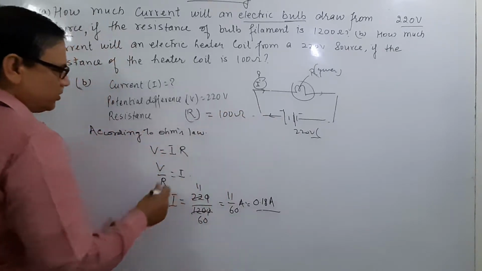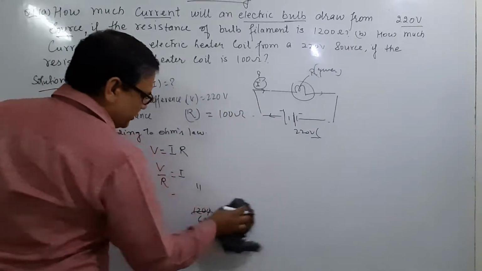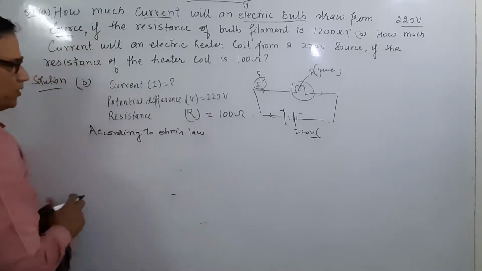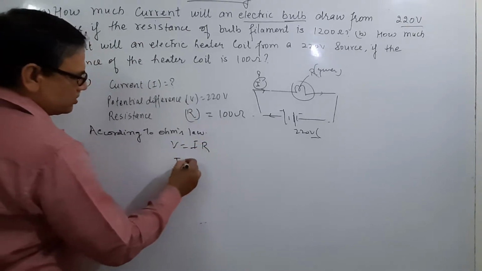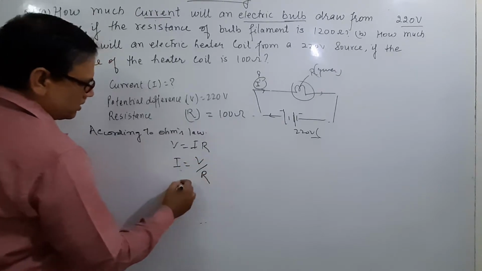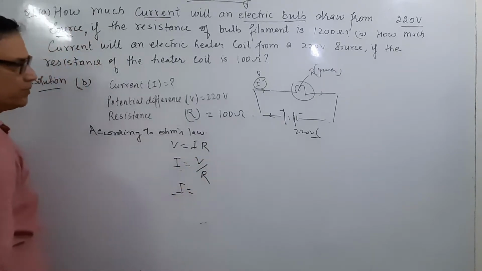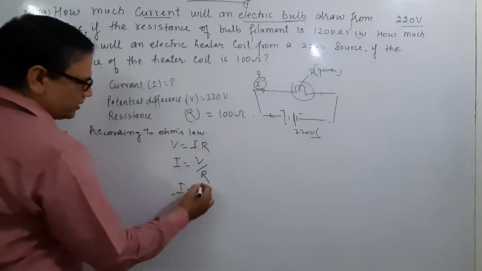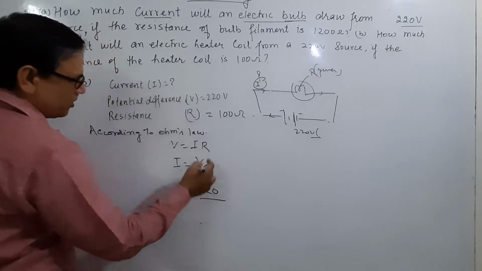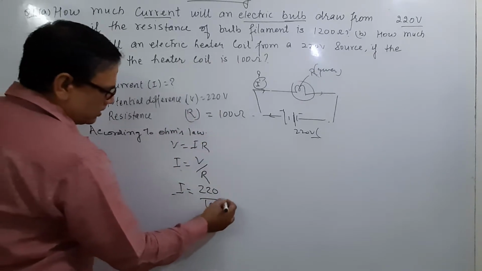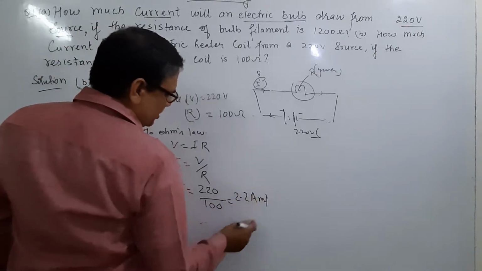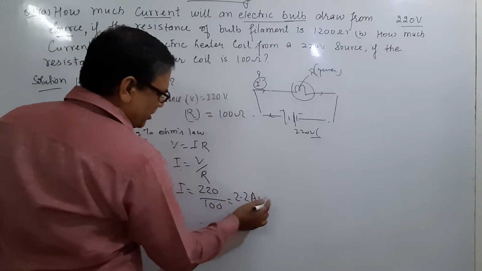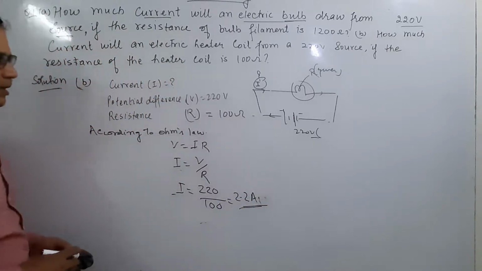Now according to Ohm's law, again we have to apply V is equal to IR. That means I is equal to V upon R. I is equal to 220 upon 100, which is equal to 2.2. The unit is ampere, the unit of current. Simply we will write capital A.